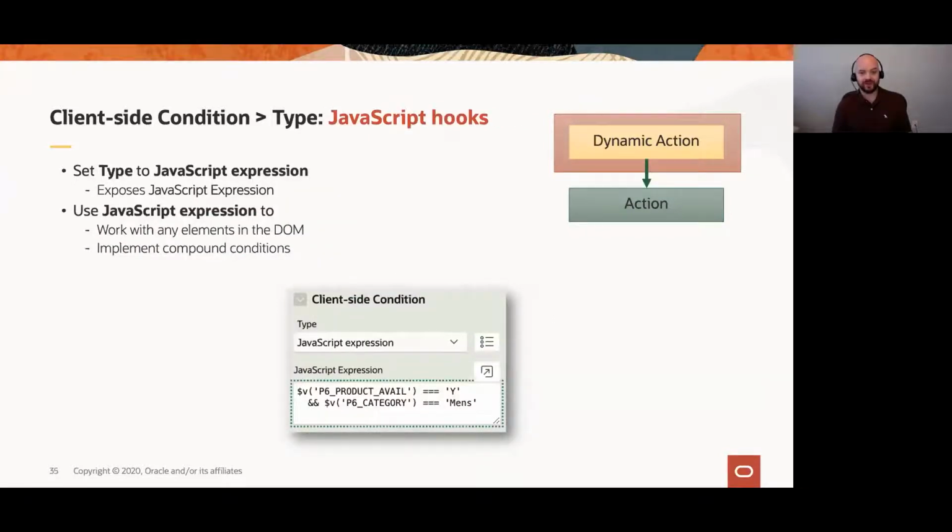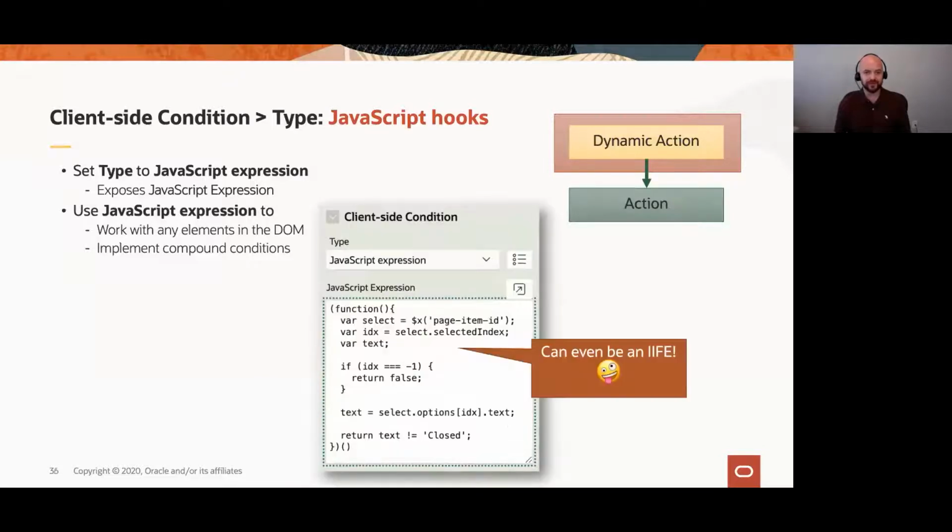So you have JavaScript expression. This is the powerhouse, and you see an example here where I'm using $V to check the value of two items. This is a compound condition, and if both are true, it will resolve to true. Of course, this expression must resolve to true or false to create that fork in the road. But what a lot of people don't know is that you can get a little wild in here. In fact, you could put an IIFE, which is short for immediately invoked function expression.